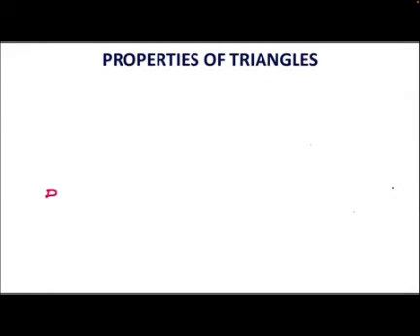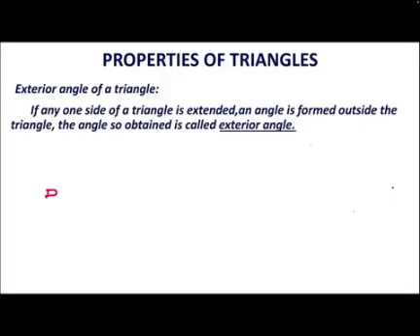Next. Properties of triangle. Let's move on to the important properties of triangle. Now, before we move on to the properties of triangle, let us see what an exterior angle of a triangle is called. Listen carefully. Exterior angle of a triangle. Now, you all know what interior angles are. All the 3 angles inside the triangle are called interior angles. Now, let us see where this exterior angle of the triangle lies. If any one side of the triangle is extended, an angle is formed outside the triangle. The angle so obtained is called exterior angle.